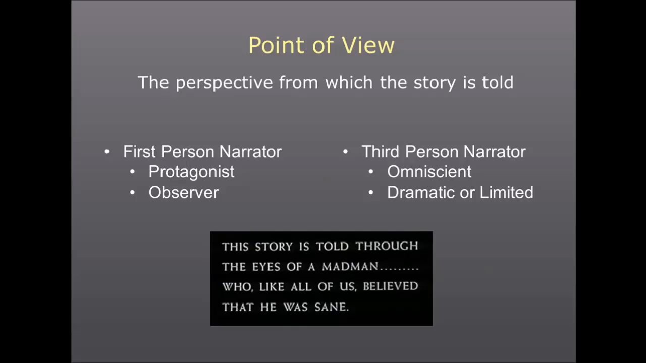In the third person point of view, the story is not told by a character, but by an invisible author using the third person pronoun he, she, or it to tell the story. If the third person narrator gives us thoughts of characters, then the narrator is omniscient. If the third person narrator only gives us information which could be recorded by a camera and microphone, no thoughts, then the narrator is dramatic or limited.